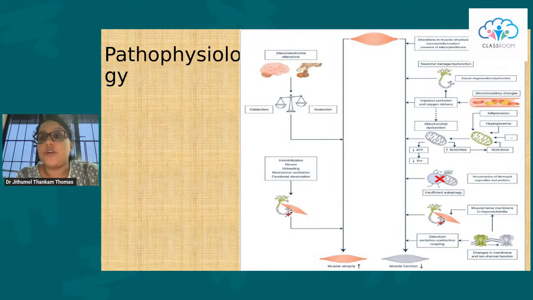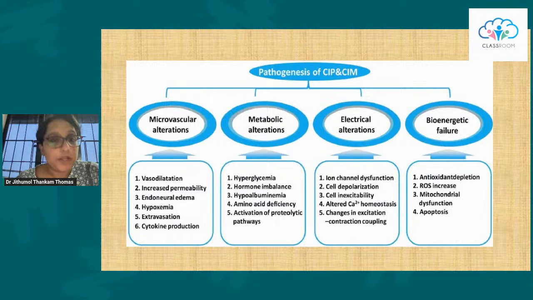Another important mechanism is insufficient autophagy. That is, the mechanisms of autophagy get impaired, resulting in accumulation of damaged organelles and proteins. Then there can be decreased activity and hypoexcitability of your muscles. Another important thing is impaired ionic mechanisms. That is, the functions of the ion channels in your muscle membranes are impaired, and this can result in disturbed excitation-contraction coupling. So overall, the end result is increased muscle atrophy and decreased muscle function. In a nutshell, there can be microvascular alterations, metabolic alterations, electrical alterations, and bioenergetic failure. This is what eventually results in your ICU-acquired weakness.